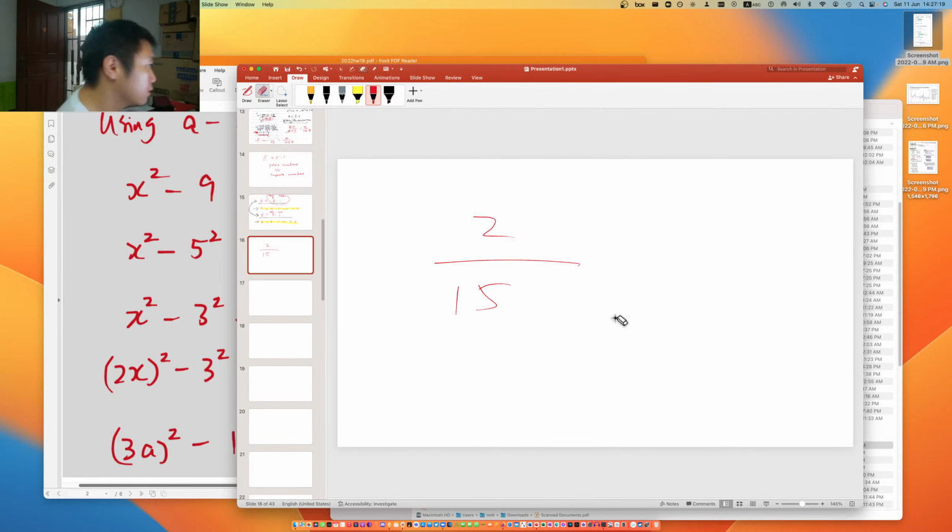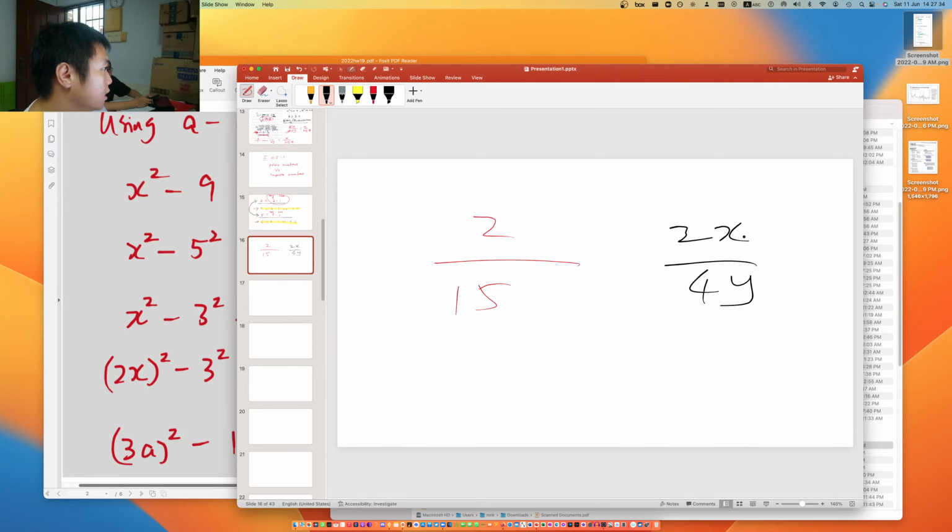No, fraction. 2 over 15. Yeah. So if you key this in, the calculator gives you 2 over 15. You try this into a calculator. Just now you get 2x over 4y, right? So x and y you cannot key into the calculator. But what you can key into the calculator is this.